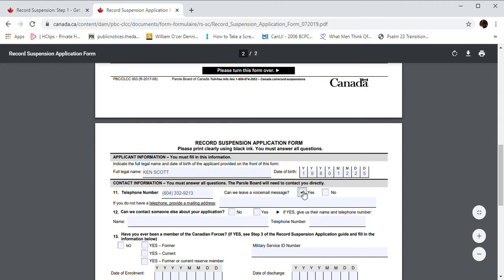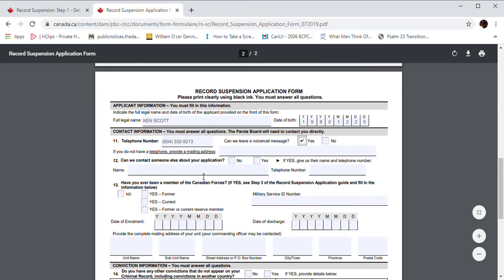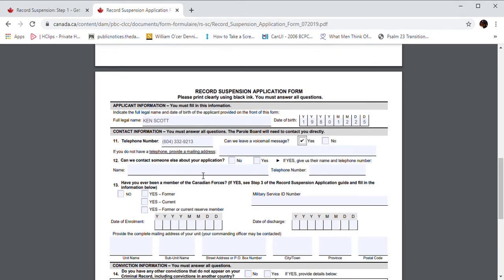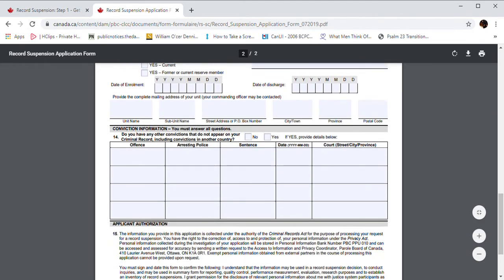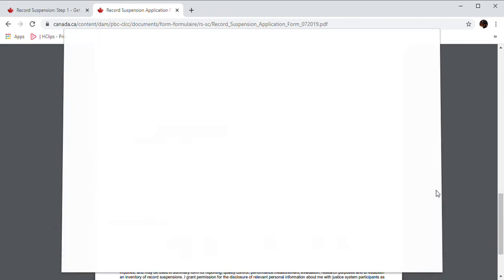Yes. Can we contact someone else about your application? In this case, I'm going to say no. If you've been a member of the Canadian Forces, no. Do you have any other convictions that do not appear on your criminal record, including convictions in another country? That's no. And what do I do? Hit print. You guys already know the rest.